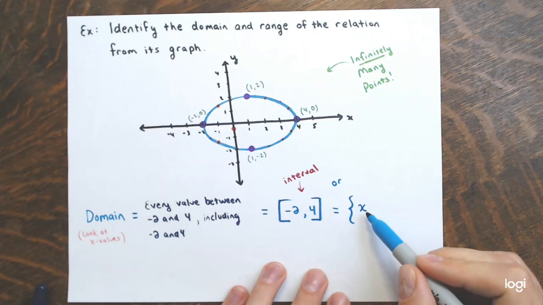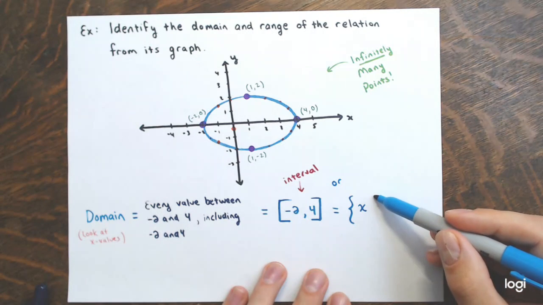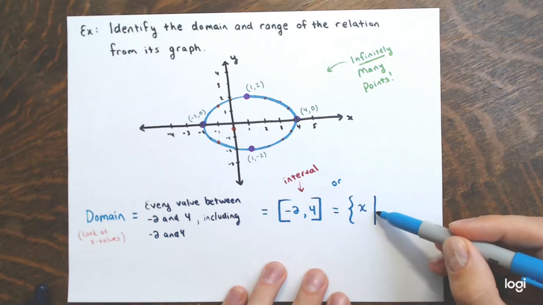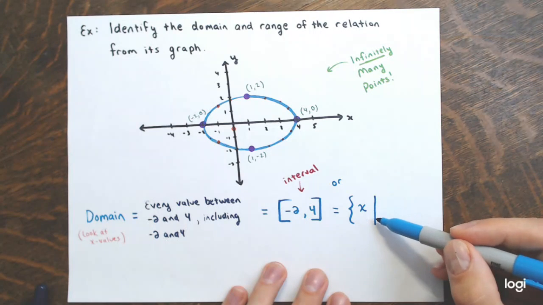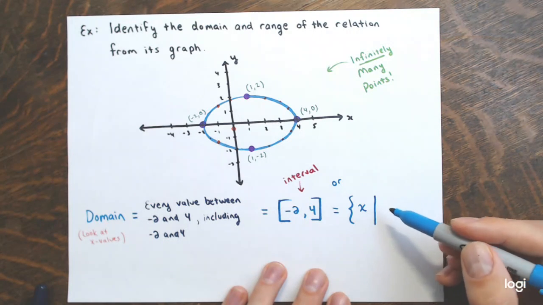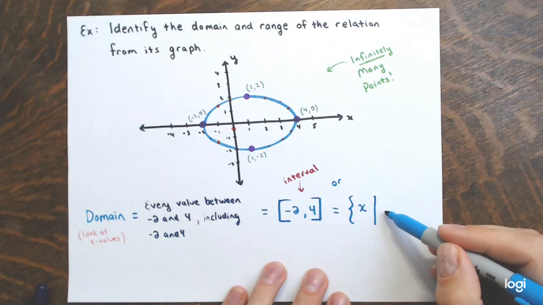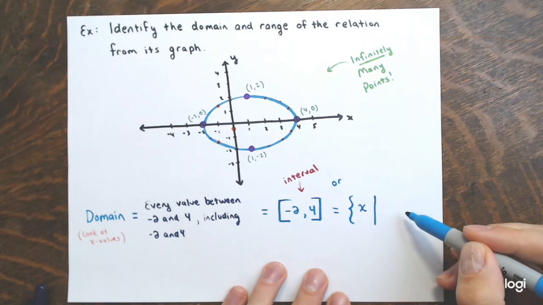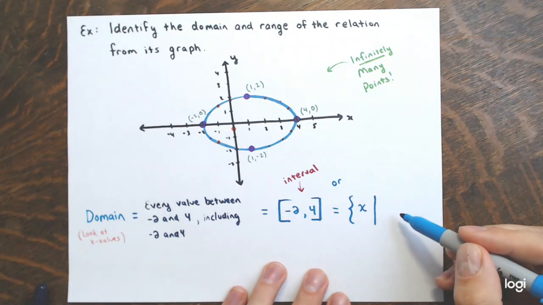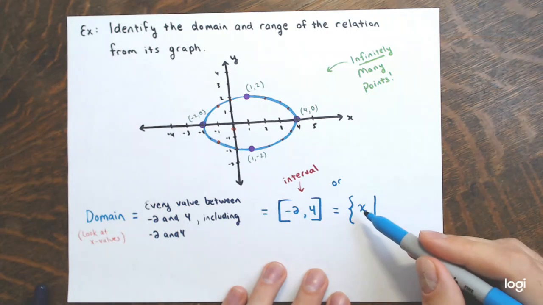I'm talking about all values of x, and then a little bar or a colon sometimes. You might see two little dots, but I like a little bar. So the domain is all values of x such that, and then after the bar comes a description of the numbers in your set.